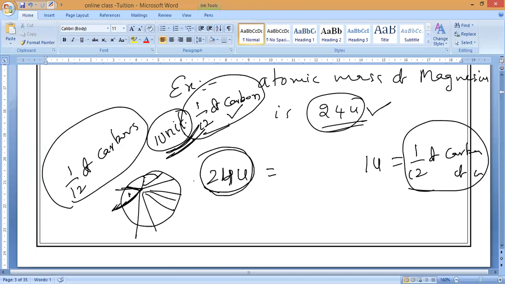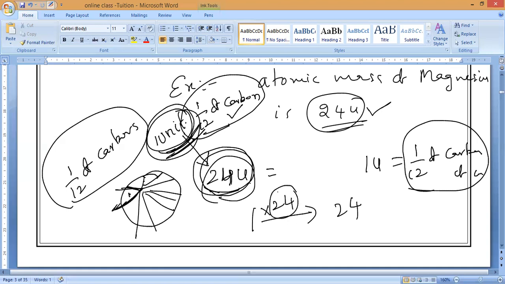I want 24 units. So how many units do I have to add to become 24? 1 becomes 24, so how many do I have to add? 24 ones become 24. So what should I do? I have to multiply with 24. Is it yes or no? Yes, sir.